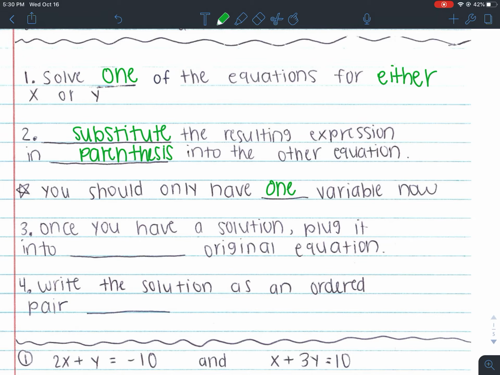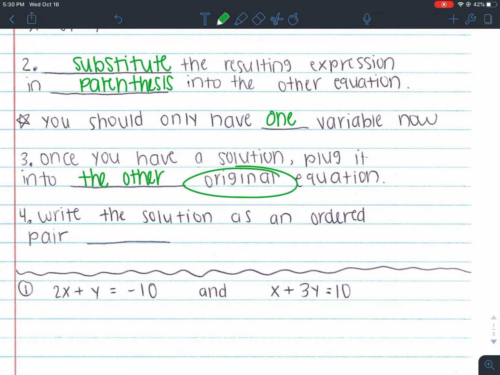All right, number 3. Once you have a solution, you're going to plug it into the other original equation. Keyword here is original and other. You want to plug it into the other one. You don't want to plug it into the one that you just converted or simplified, right? I'll show you what I mean by that. And I circled original because it's whatever equation you started off with.